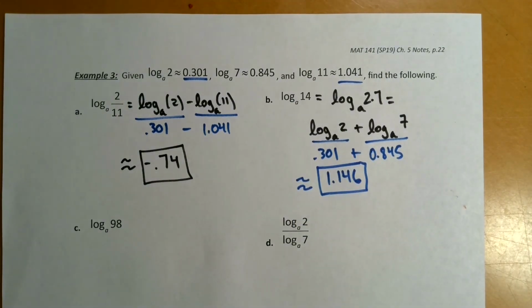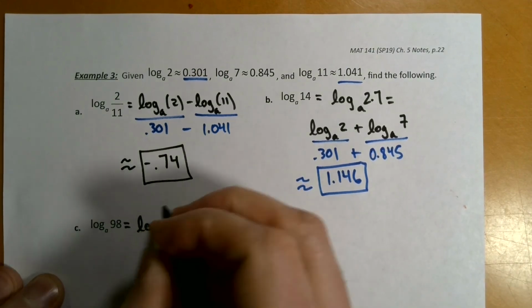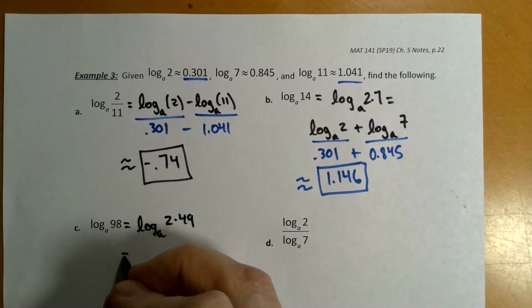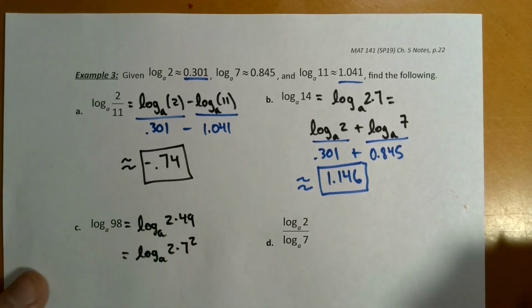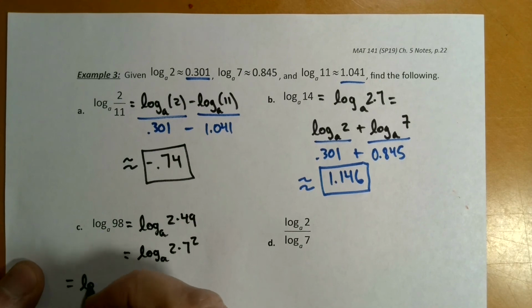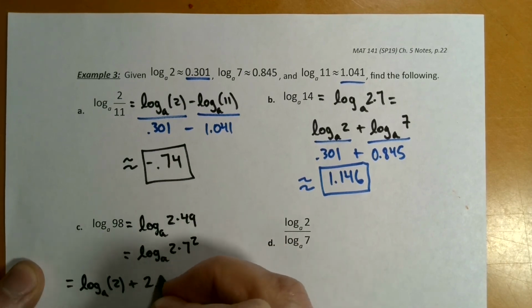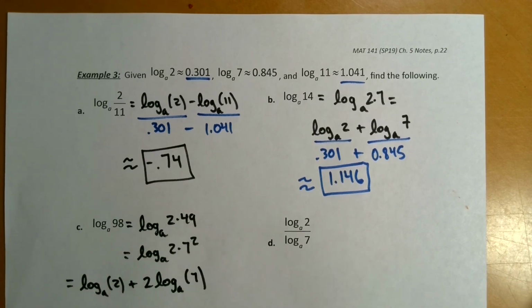Okay, 98 is a little more complicated. I happen to note that 2 times 49 is the same thing as 98. And then I also know that 49 is just 7 squared. So I could rewrite this as log base a of 2 plus 2 times log base a of 7. There are other ways to do this, by the way. You don't have to do it exactly this way. But this is a nice way, I feel like, to get our approximation.